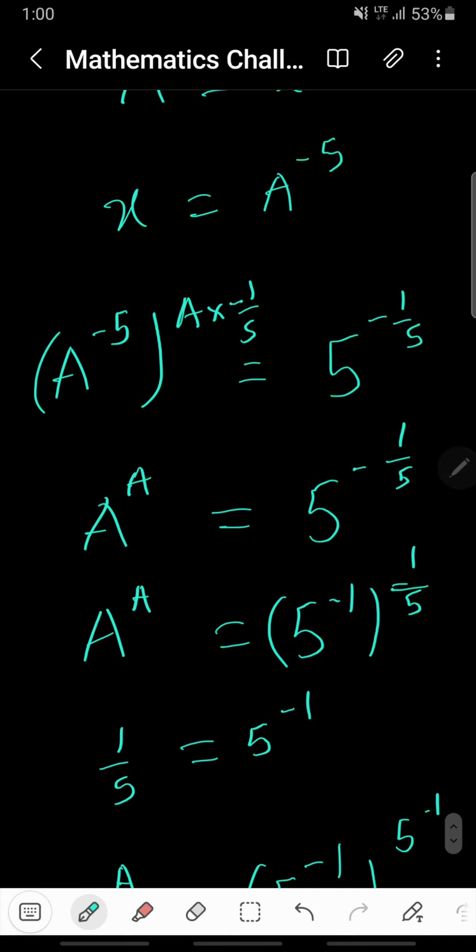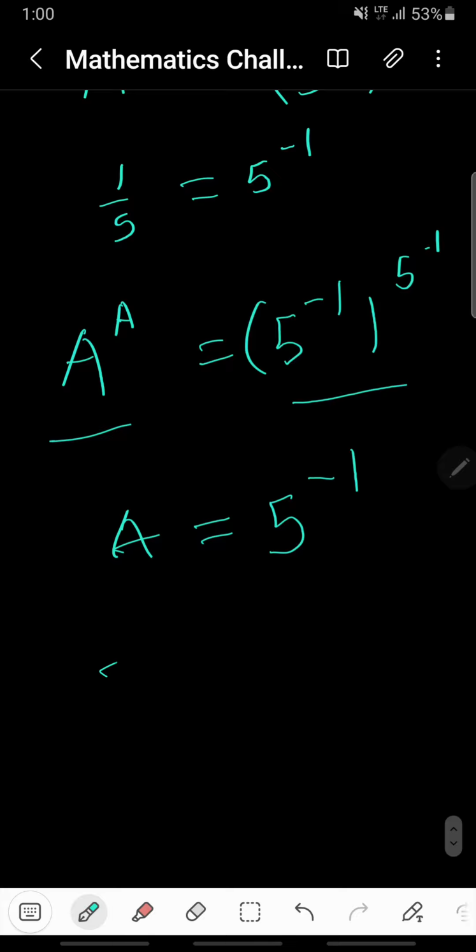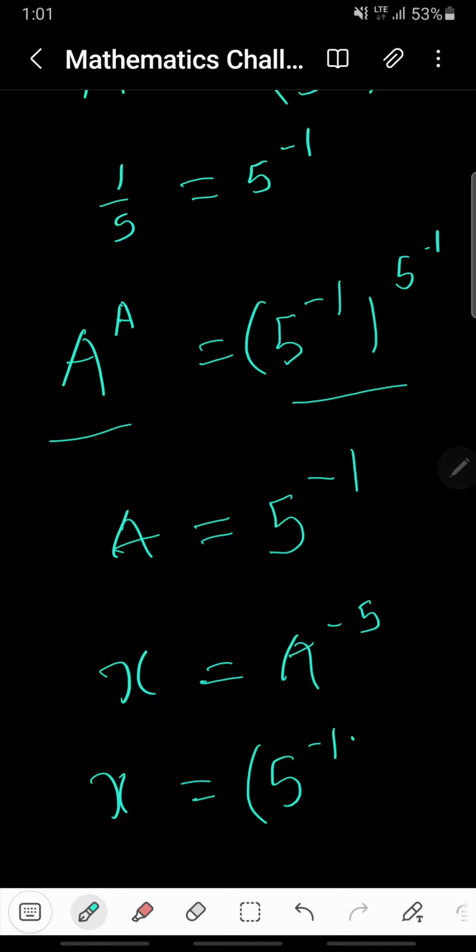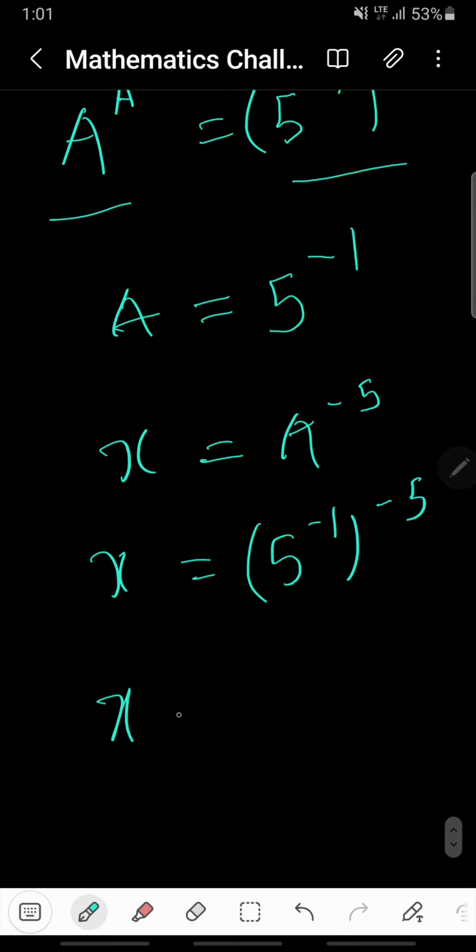But that's not where we're going to. We're finding x. And remember that x itself is a to the power of minus 5. So to get this x, we say, what's a? 5 to the power of minus 1 times minus 5 that we have here. And our x is simply 5 to the power of 5.